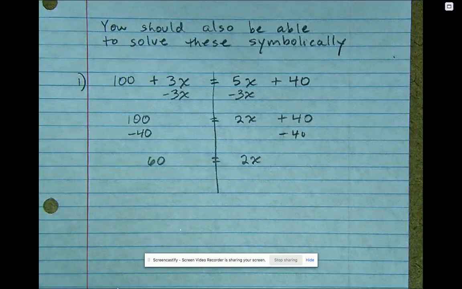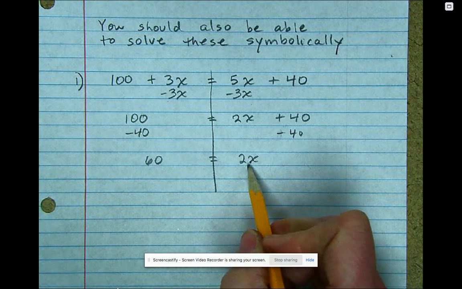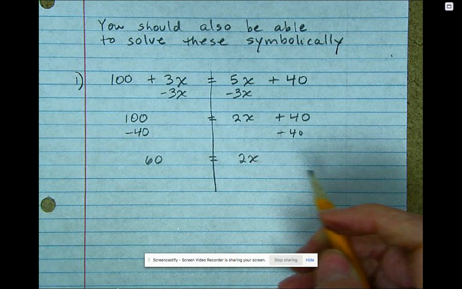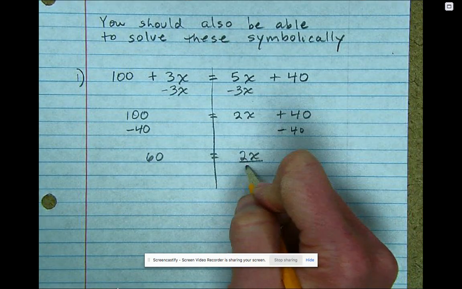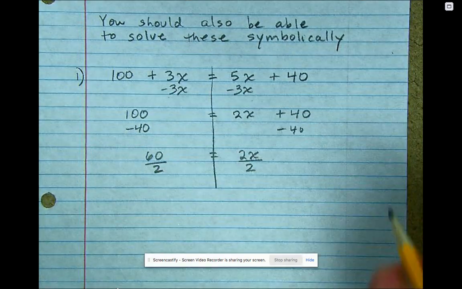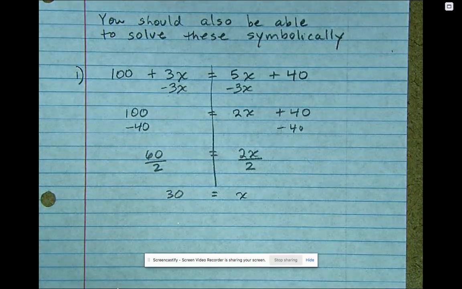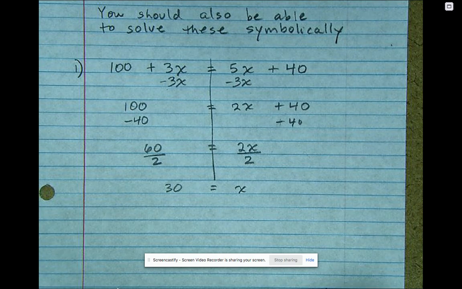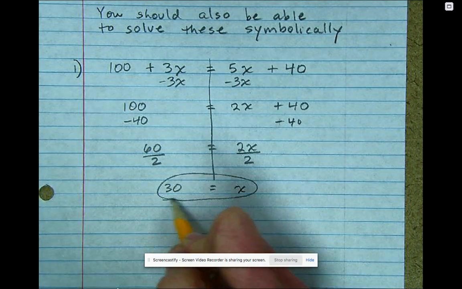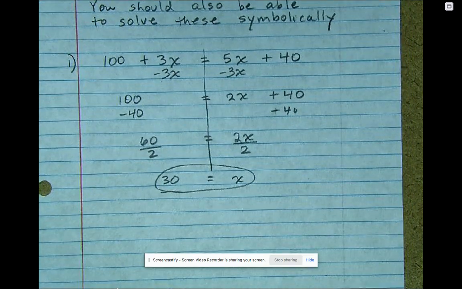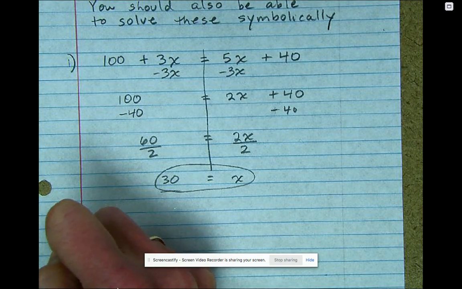Now what could I do to undo that 2 being multiplied by the x? What's the opposite of multiplication? It's division. So now I'm going to divide both sides by 2, and x is equal to 30. Once you get the x isolated, you're good to go. All right, let's try a little harder one.